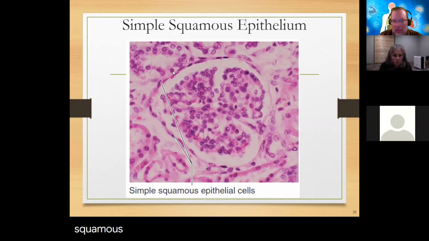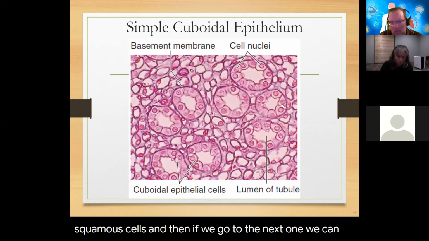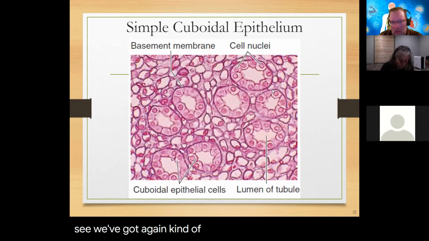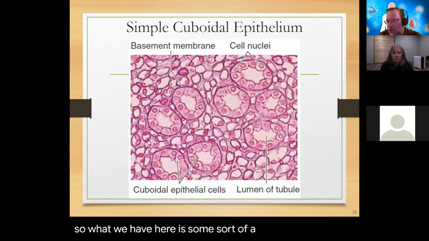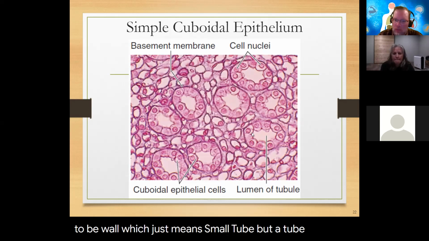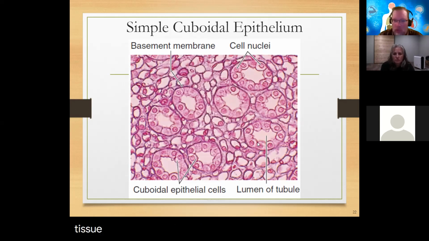And then if we go to the next one, we can see we've got, again, a single layer of cells. Here's another single layer of cells and another single layer of cells. So what we have here is a cross section of some tubes. These openings are the lumens of the tubes. So this is some sort of tubule, which just means small tube. This tube happens to be one layer of cells, and they look to be cuboidal. So we'd say this particular tissue contains simple cuboidal cells.